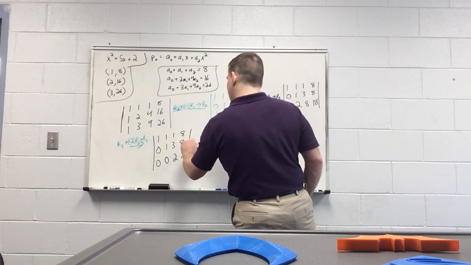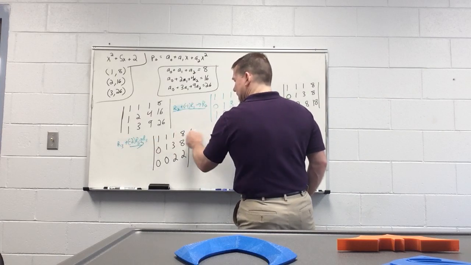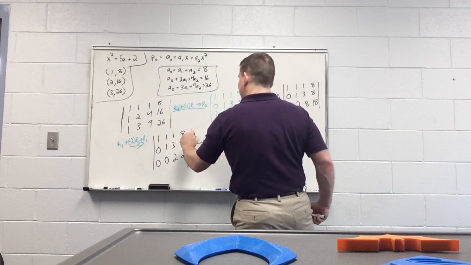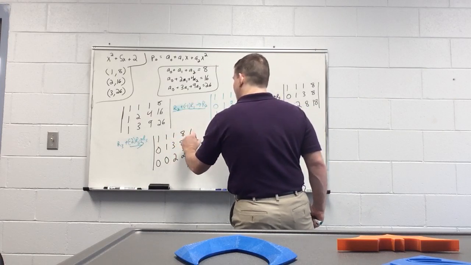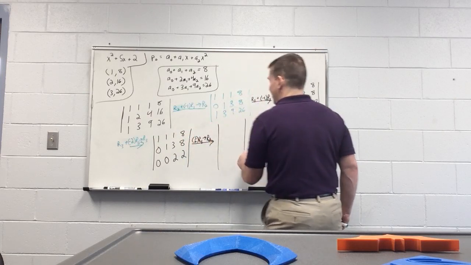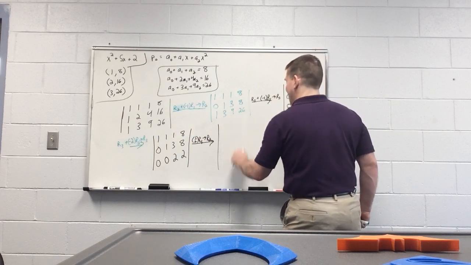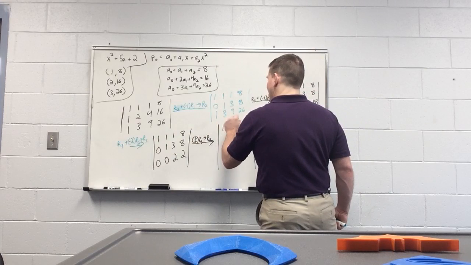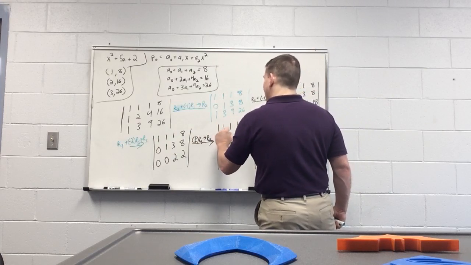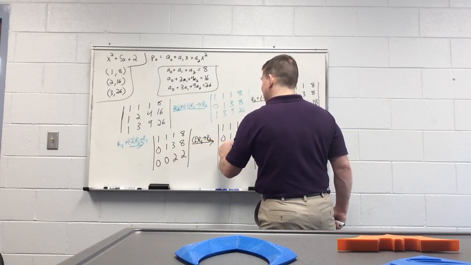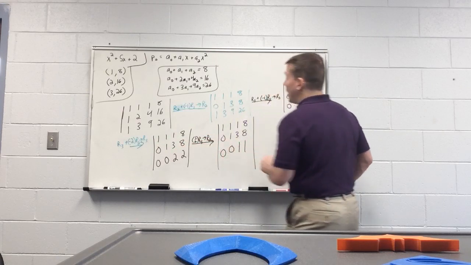Now, let's see. This is good. Here, just to make this official, I am going to do 1/2 of r sub 3 and put that into r sub 3. Make this a little bit bigger. And I get 1, 1, 1, 8, 0, 1, 3, 8. Here, multiply this by 1/2, I get 0, 0, 1, 1.